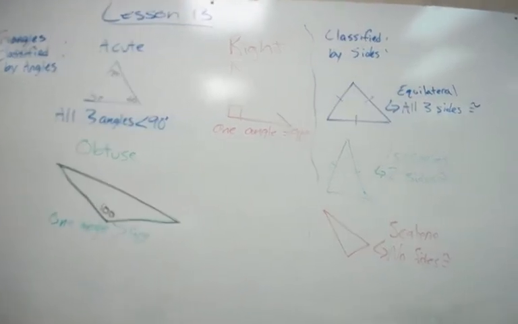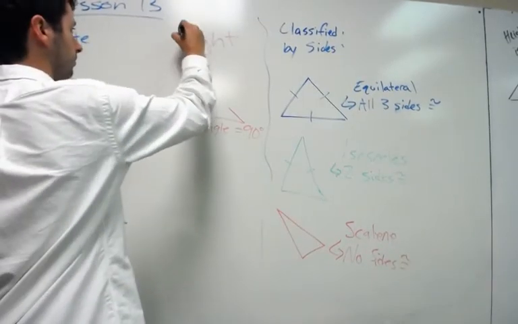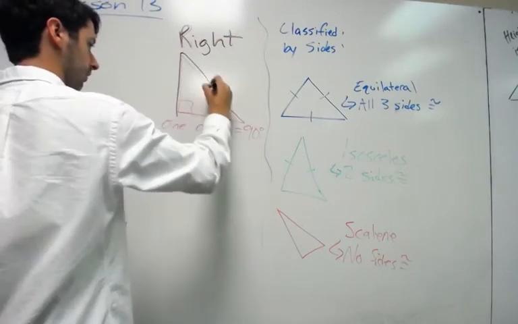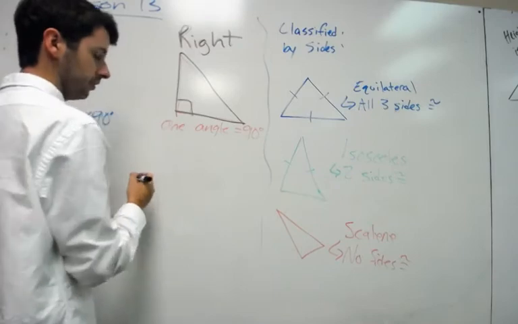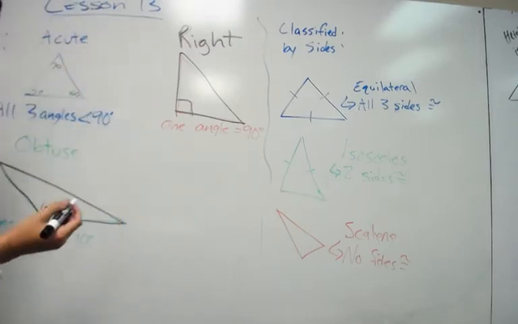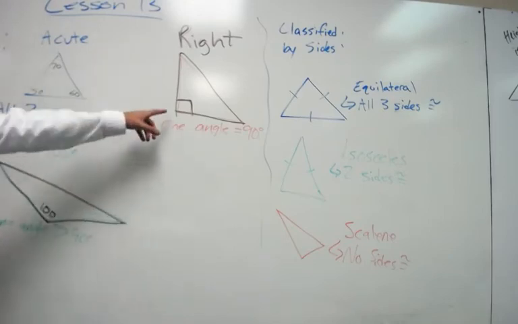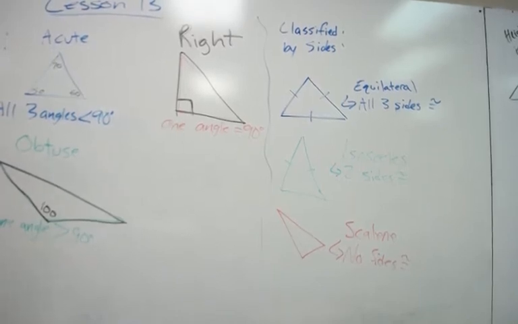That one angle being greater than 90 degrees makes it an obtuse triangle. And then the last triangle we have classified by angles is the right triangle. And a right triangle, its definition is it has one angle that is 90 degrees. And usually that's represented with the box. One angle 90 degrees, therefore it is a right triangle. So those are the three different triangles classified by their angles.